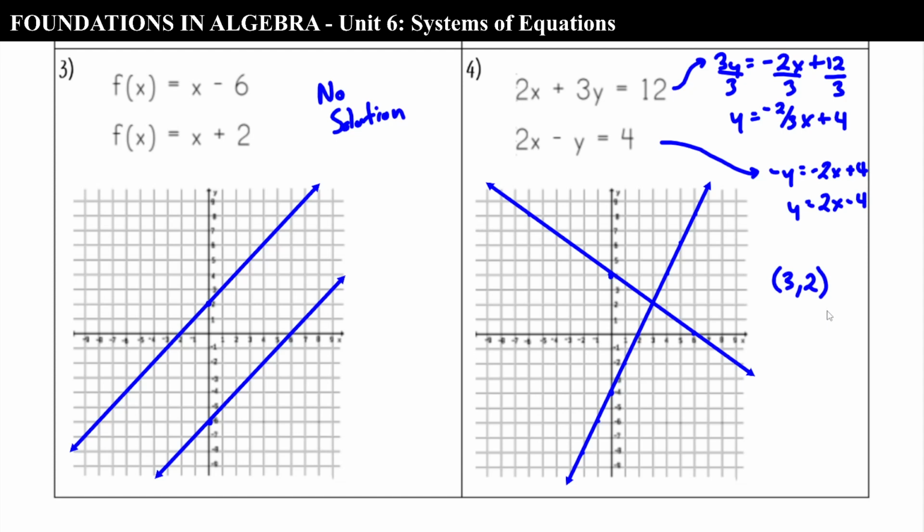All right, so that gives you an idea of how to solve by graphing. What you do when you get parallel lines or the same line, you just simply state no solution or infinite solutions respectively. If you have the lines cross, you give me the coordinates at which the lines cross.